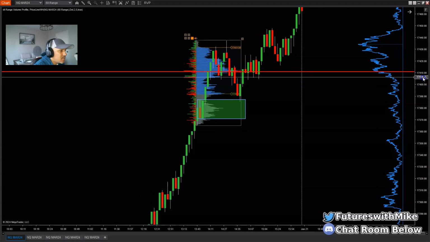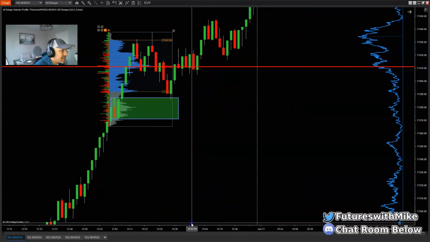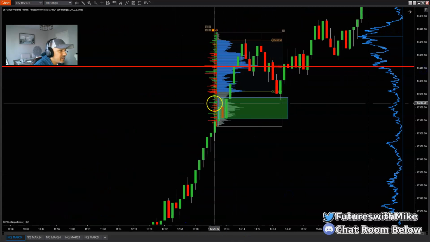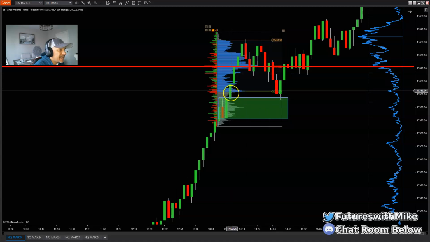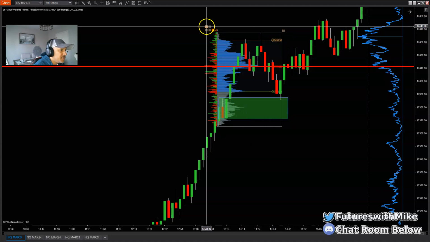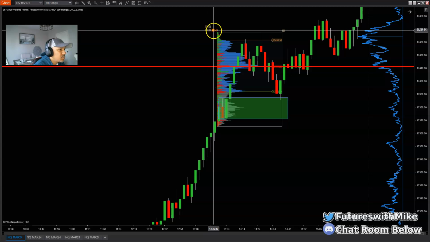If I blow this up a little more, you can see it. Kind of scale out a little more. You see a little green right there? Right at the area where the market pulled back. There was a lot of buying that came out of this area right here. So you can use the delta just as well.